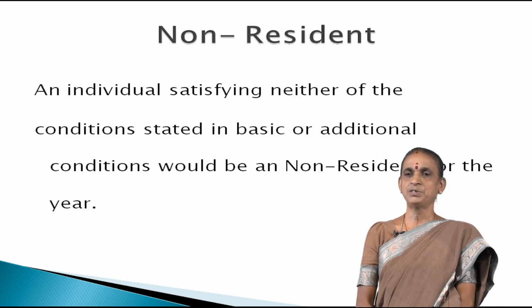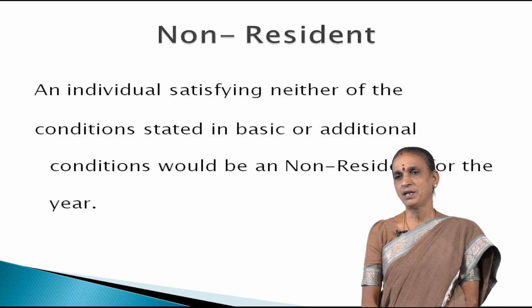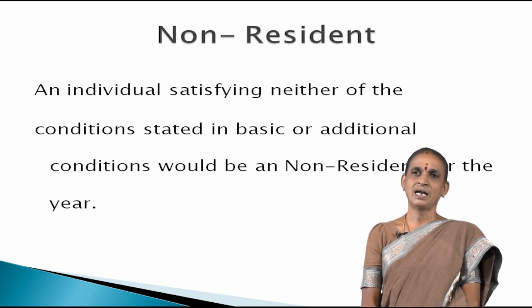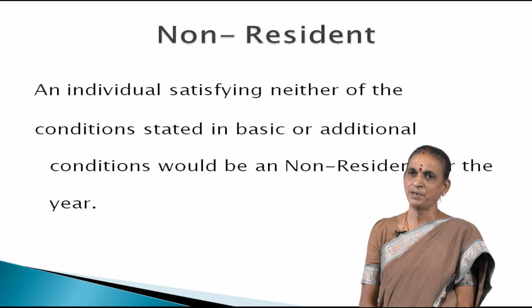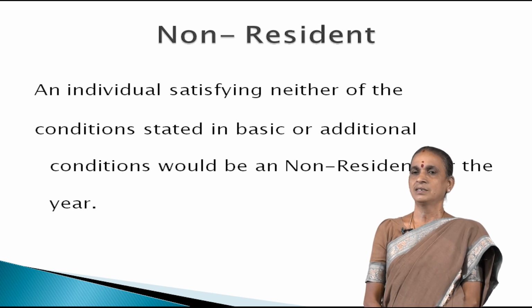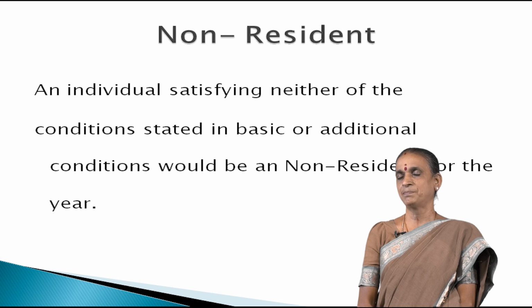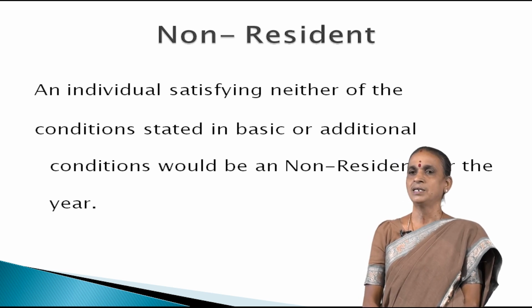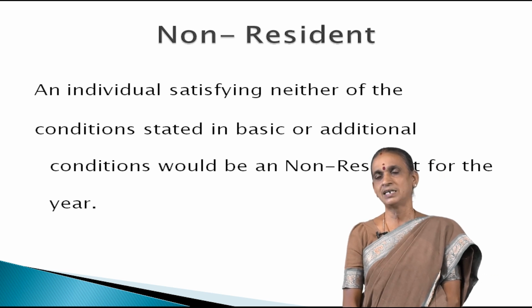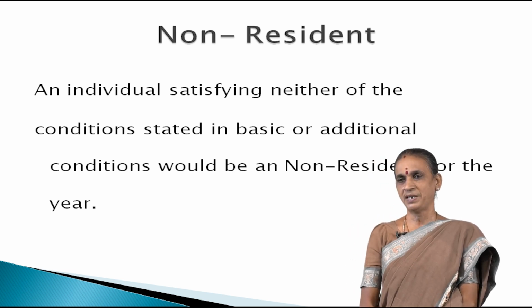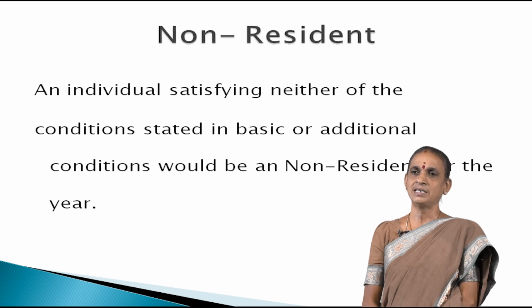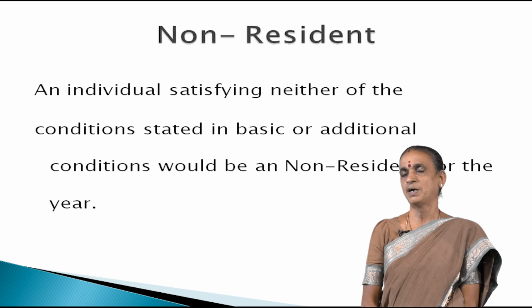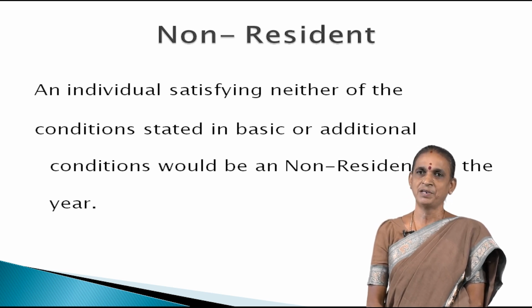Suppose an individual satisfies any one of the basic conditions, that is 182 days in the relevant previous year or 365 days in the preceding 4 years and 60 days in the relevant previous year, but does not satisfy the additional conditions of 2 out of 10 years or 730 days in the preceding 7 years, that individual is said to be not ordinarily resident in the relevant previous year.